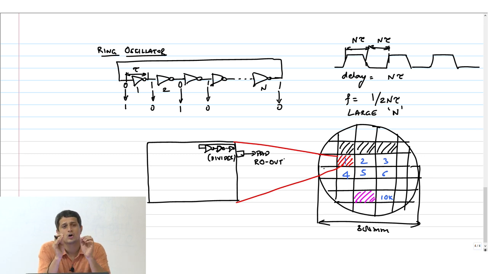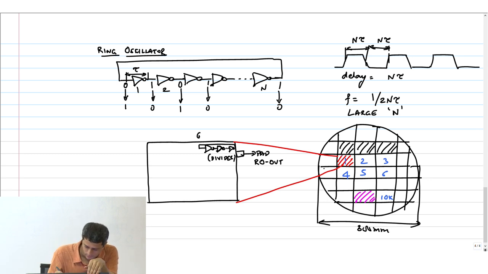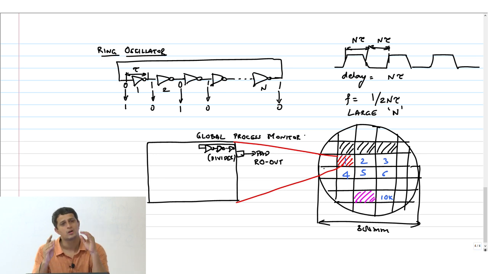Okay. So ring oscillators are therefore used primarily as global process monitors. I'll tell you what global is. Global process monitor. What does global mean here? It means that every transistor in this chip has moved by the same amount, the VT or all the process parameters. It's not just VT, by the way. It could be the channel length. It could be the oxide thickness. Every single model parameter has moved in the same direction. And therefore, this is called a global shift in process or manufacturing variations.